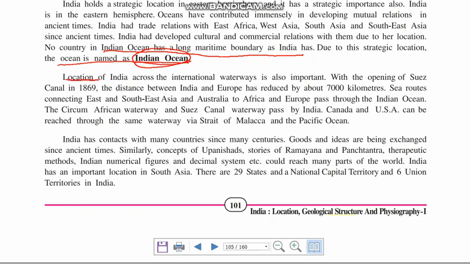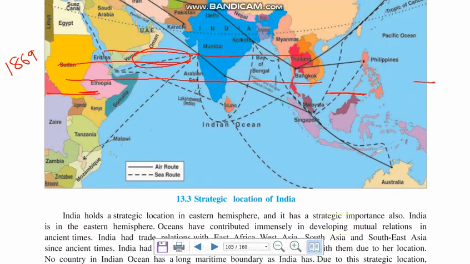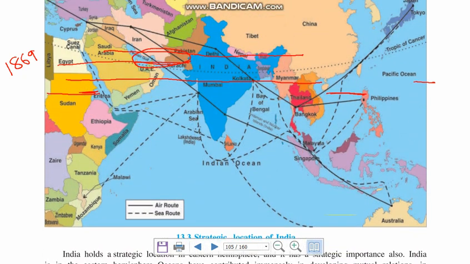The location of India across the international waterways is also very important. With the opening of the Suez Canal in 1869, you need to remember this date, 1869, the distance between India and Europe was reduced by 7,000 kilometers.